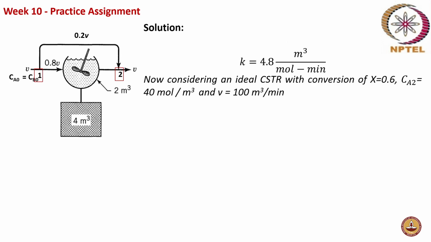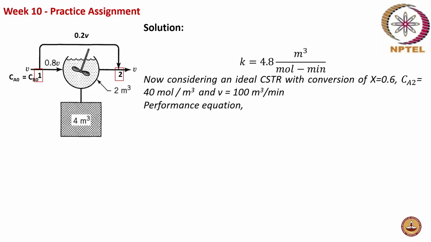Now, the next part. We have to identify the volume of an ideal CSTR that gives the same conversion as this entire system. The conversion should be 0.6, the output concentration should be 40 mole per meter cube, and the volumetric flow rate should be 100 meter cube per minute. So let us find out what the volume will be.